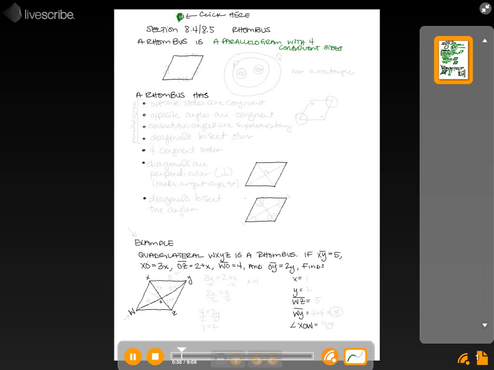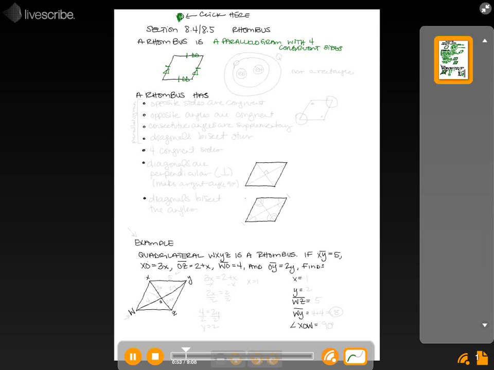So if we look at our picture here, what we would mark is that all the sides are congruent. That's all we can mark. That's all we know in the definition. Since it's also a parallelogram, we can have our sides marked parallel. But that's about it. Okay? That's all we can see from the definition.